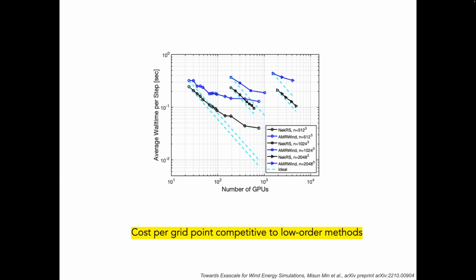By the way, here we're using the same number of grid points. So this chart is really to say, even if you use the same number of grid points, there is no extra overhead coming from the high order method, meaning the cost per grid point is competitive, if not even lower than the low order method.